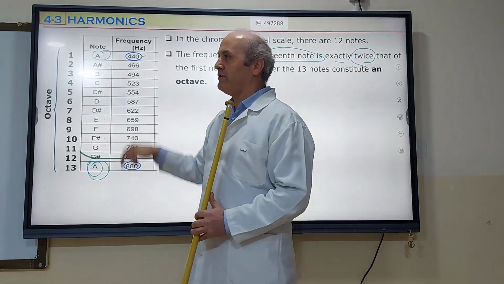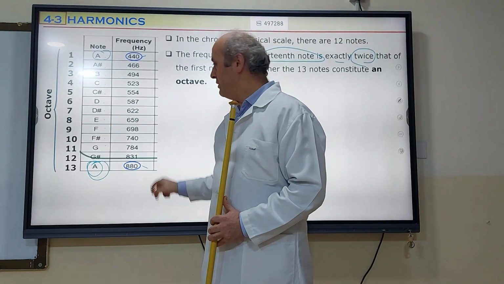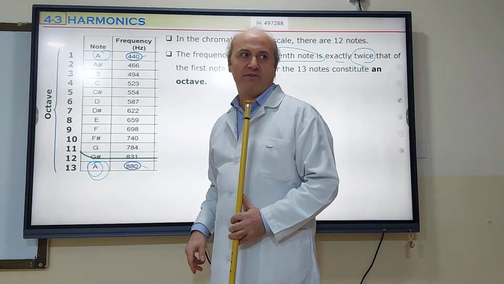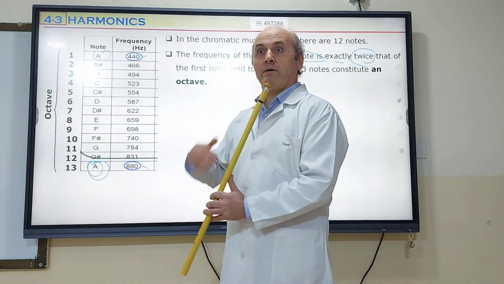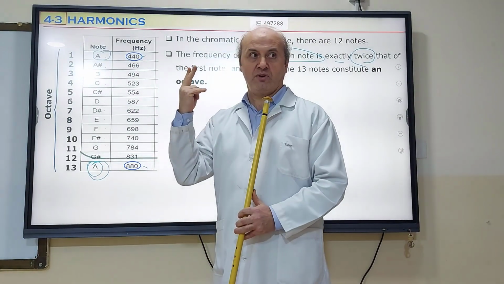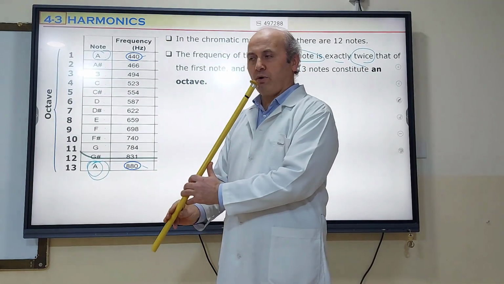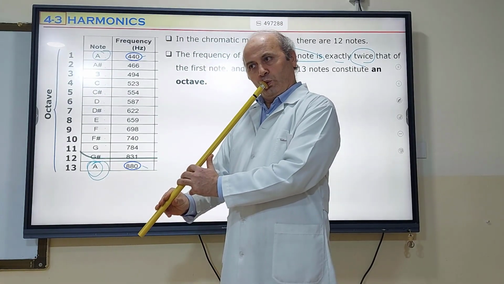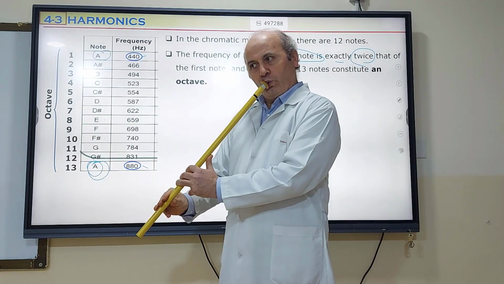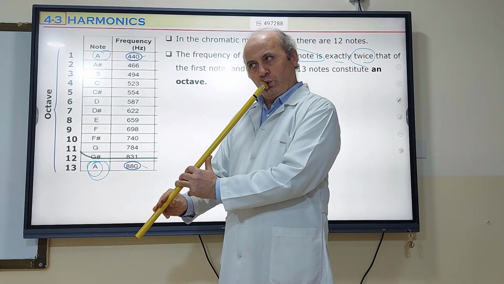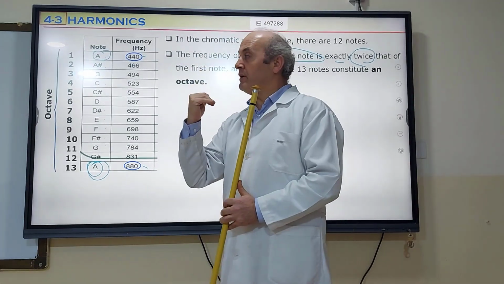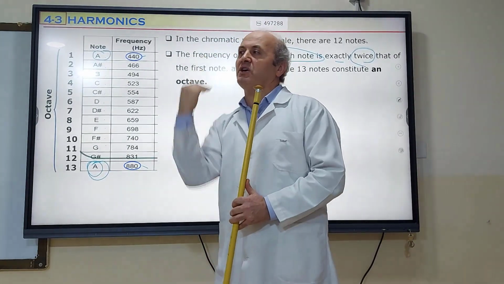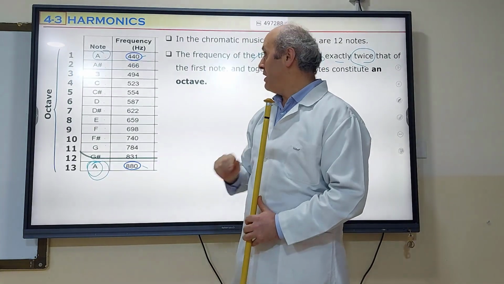Look at the first note's value, 440. The 13th, 880. You can go, it's not the end. When you jump to the third harmonic, 3 times. Fourth harmonic, 4 times. If you measure them, you are going to see that. In each of them, it's jumping from first to second, second to third, third to fourth. It goes on like this.